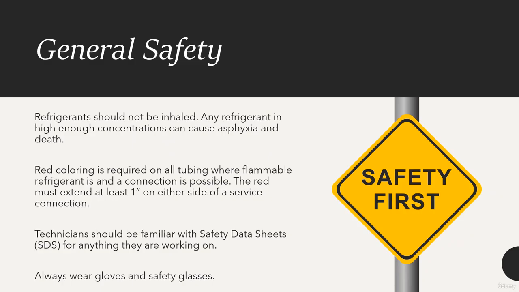General safety rules when dealing with refrigerant include that refrigerants should not be inhaled. Any refrigerant in a high enough concentration can cause asphyxia and death. When working with a flammable refrigerant, a red coloring is required on all tubing close to the connection. The red must extend at least 1 inch on either side of a service connection in a flammable system. Technicians should be familiar with the safety data sheets, or SDS sheets, for anything they're working on and have them readily accessible. Always wear gloves to help prevent frostbite and wear safety glasses to protect your eyes.